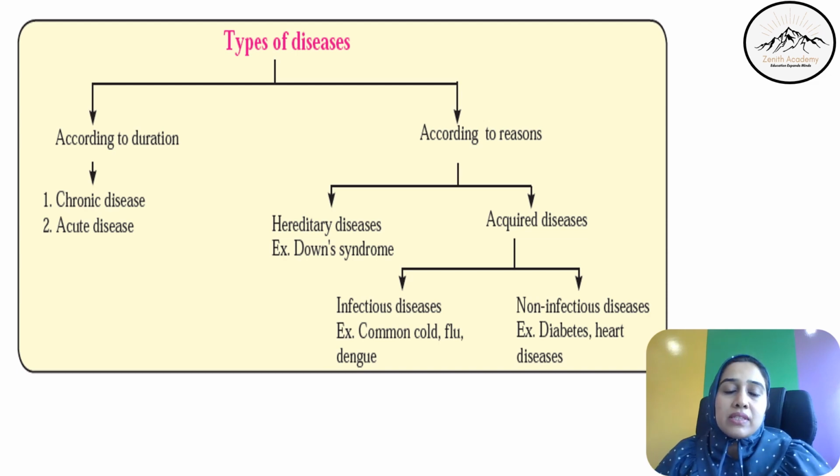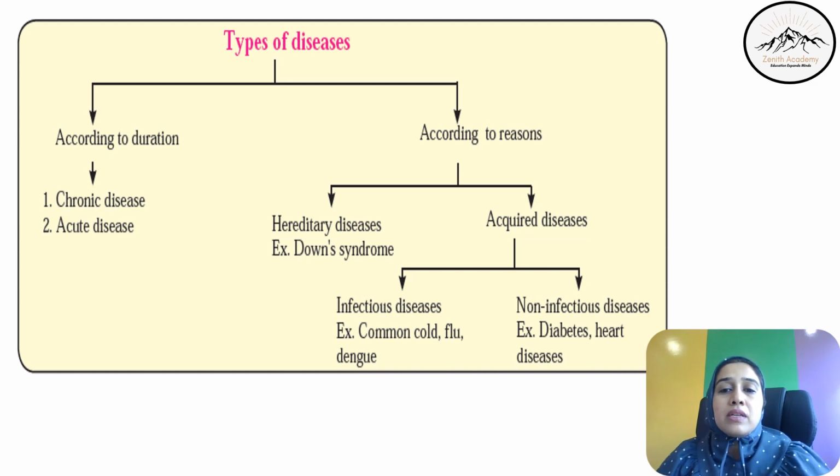Now, types of diseases. Here we can see that diseases are classified according to the duration and according to the reason. What does the duration mean? Duration means chronic and acute disease. Chronic is the disease which takes a very long time to cure. And acute diseases like common cold, fever, where we take antibiotics and medicines for 4-5 days and we are fit again. Whereas chronic diseases means diseases like cancer or something which take a long time to get cured.